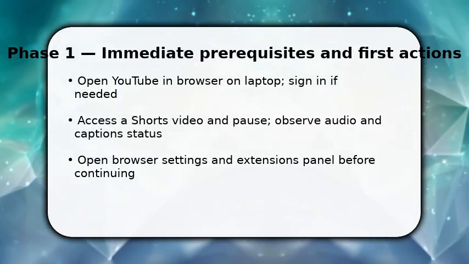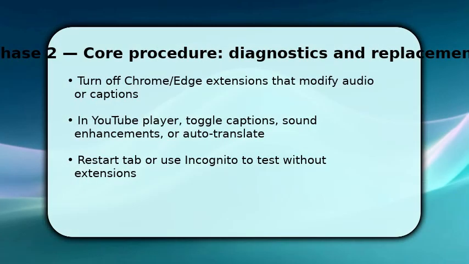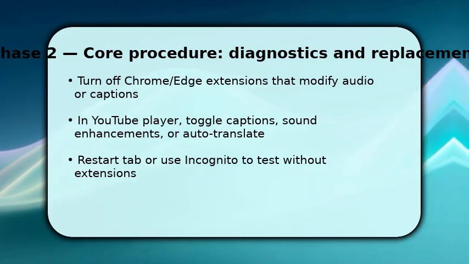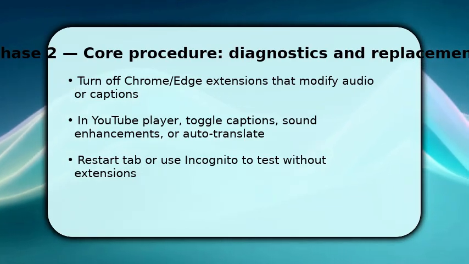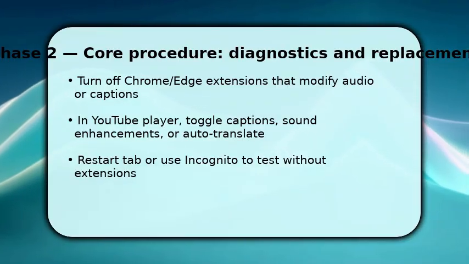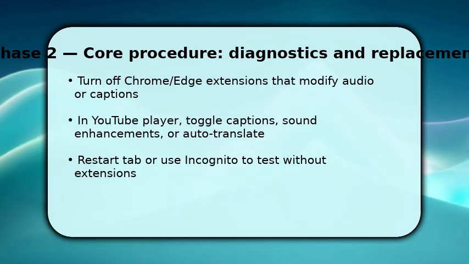Now, disable likely culprits. Go to your browser's extensions and temporarily disable any translation, caption, or audio-altering add-ons. Next, in the YouTube player, toggle captions off and check the three-dot menu for auto-translate or audio settings. Turn those off too. Once changed, refresh the Shorts page. If the issue stops, re-enable extensions one by one to find the offender.